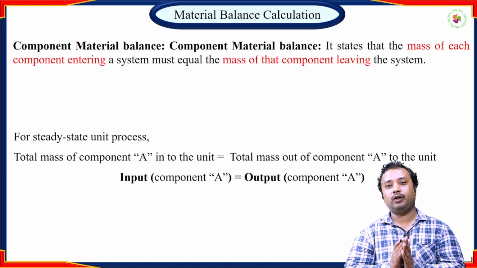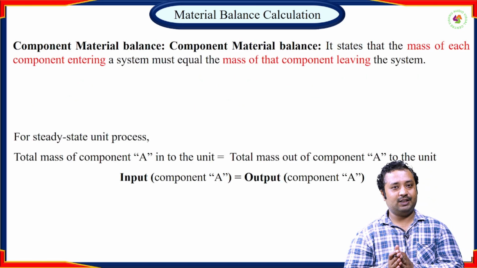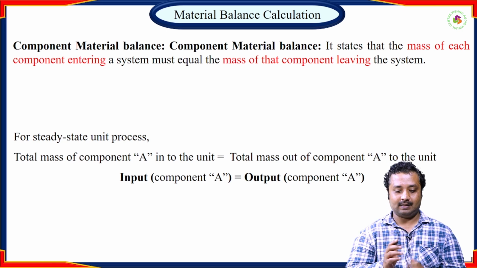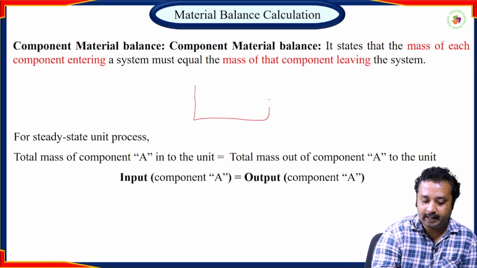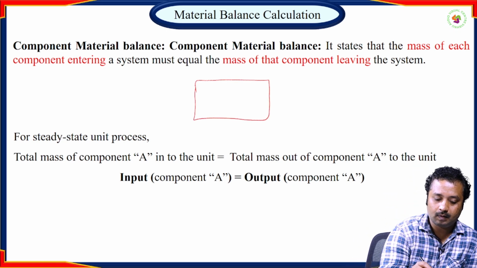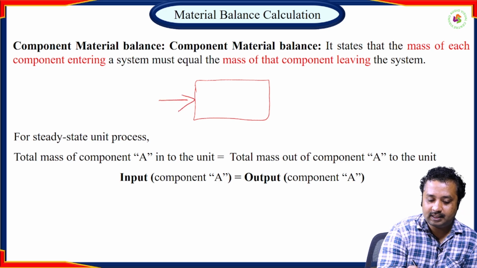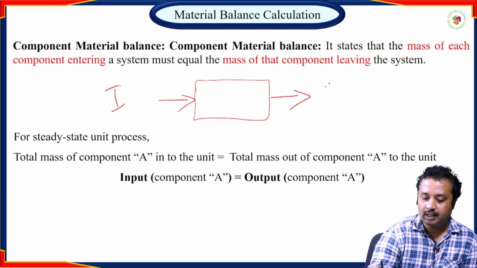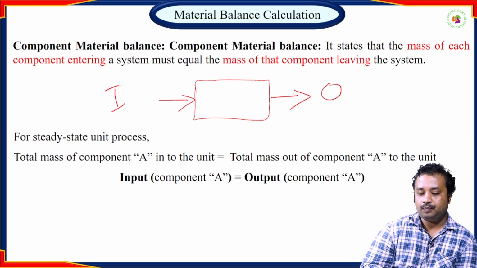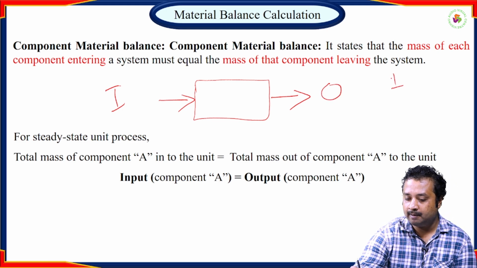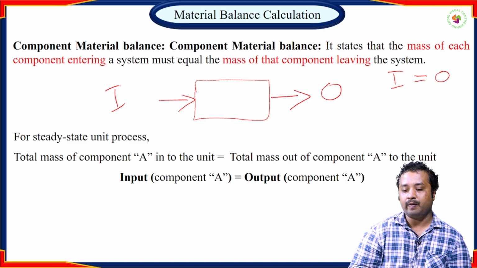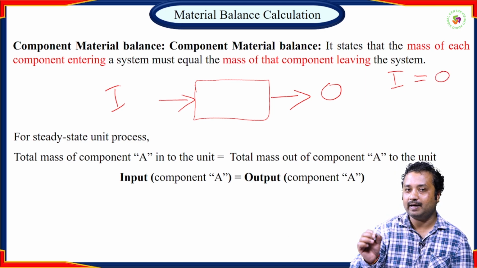So this is all about total material balance. Now let us discuss component material balance. Let us draw the same diagram. Suppose this is the system, this is the total input, this is the output. According to overall material balance, the total amount of input should be equal to the total amount of output. This is under total material balance.